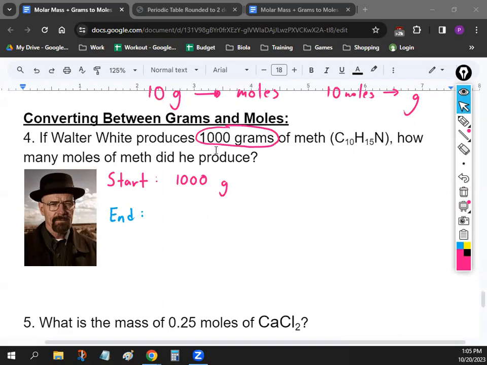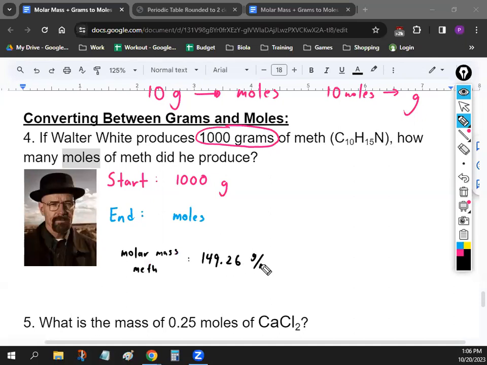All right, so we start out with 1,000 grams, and then we want to turn it into, the question says, moles, right? We want to turn grams into moles. So we're going to write that as our ending. We want to turn this into moles. And whenever you're switching between grams and moles, you're going to have to use the molar mass of that chemical. In this case, we're using the molar mass of meth, which we just figured out. I believe it was 149.